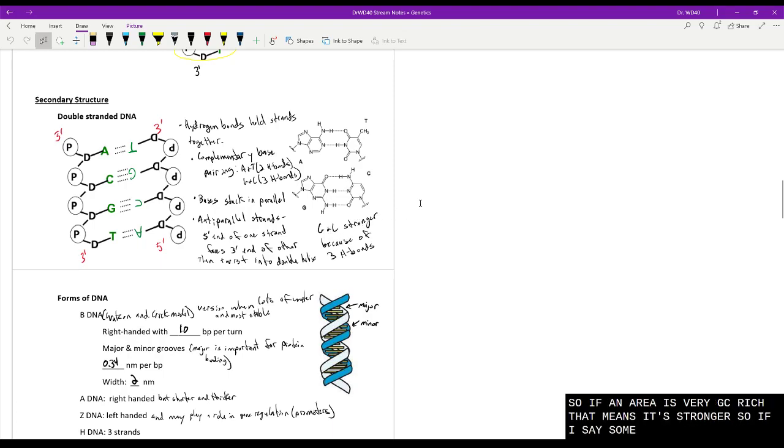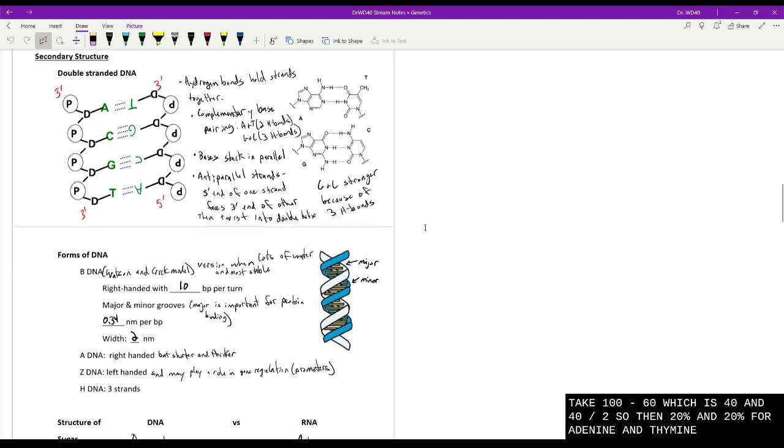So if I say something like there are 30% guanines in a sample, there are 30% cytosines, and then you can calculate how many adenines and thymines, since they all should equal 100%. So you add 30 plus 30, 60. Then you take 100 minus 60, which is 40, and 40 divided by 2. So then 20% and 20% for adenine and thymine.